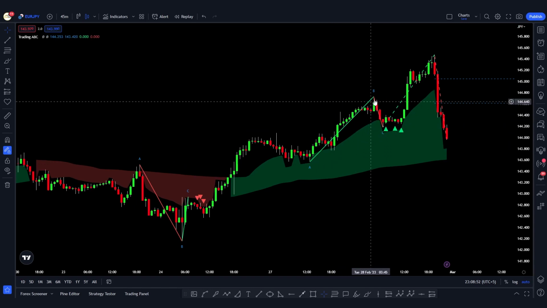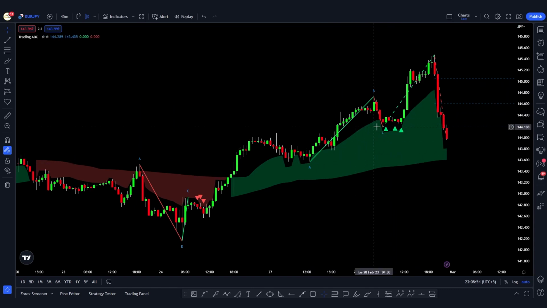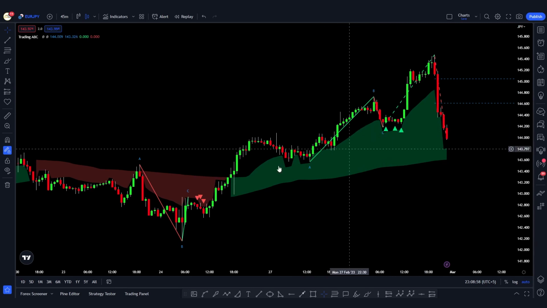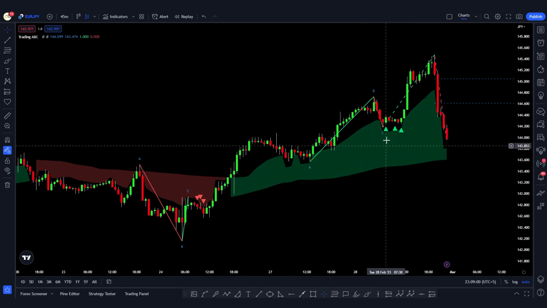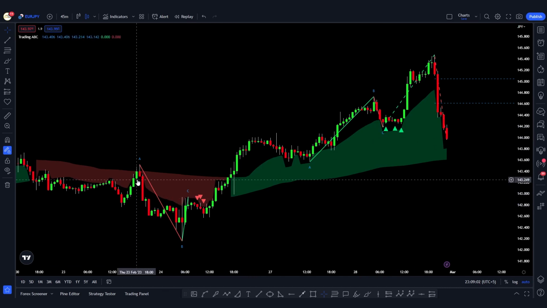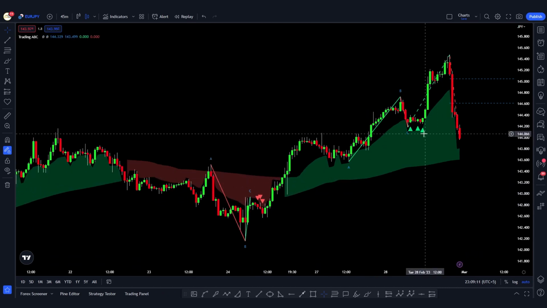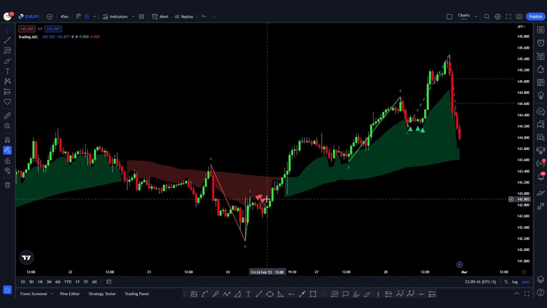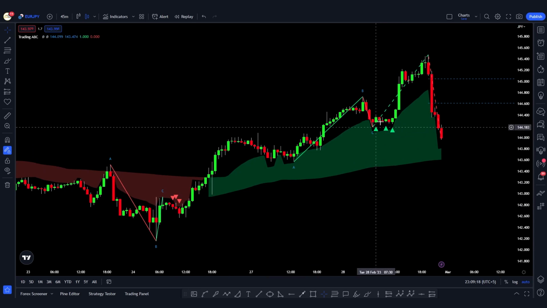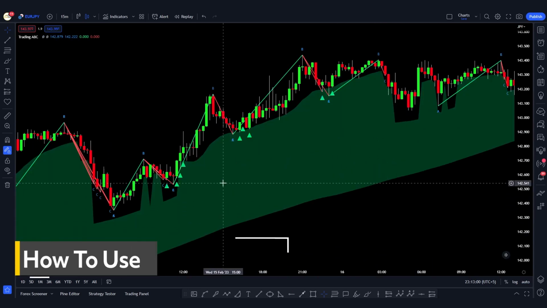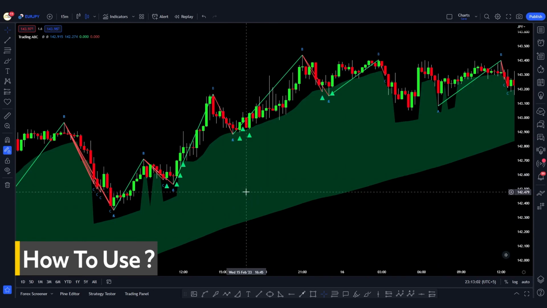As you can see here, there is the formation of ABC pattern and then there is the bounce of the price. So if there are bounces, it draws either green or red triangles based on the pattern that is forming in the market. So as you can see here, it plotted these green triangles and here it plotted these red triangles, and where there are multiple bounces, it will plot multiple triangles. Now let's go ahead and talk about how this indicator generates signals and how you can use them.